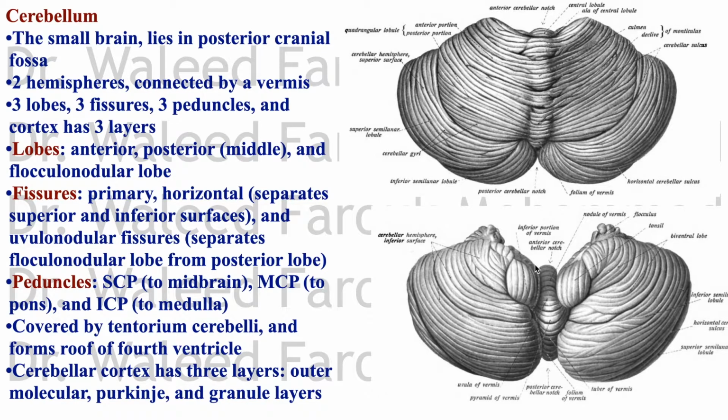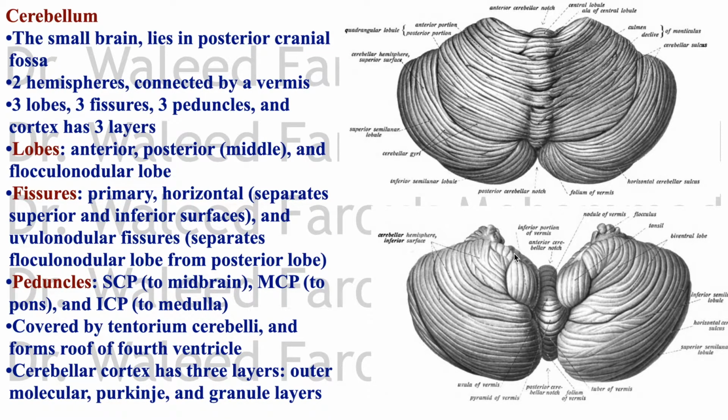The peduncles through which the cerebellum connects with the brainstem: the superior cerebellar peduncle goes to the midbrain, the middle cerebellar peduncle to the pons, and the inferior cerebellar peduncle to the medulla oblongata. It's covered by the tentorium cerebelli, as mentioned before, and forms the roof of the fourth ventricle. We saw that in sections of the fourth ventricle when we studied the fourth ventricle.